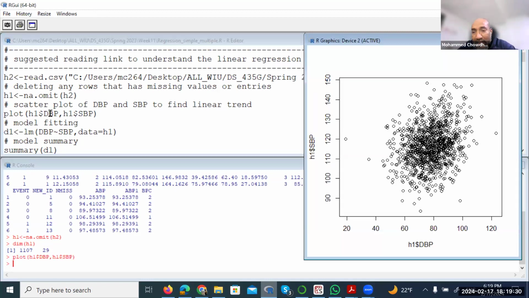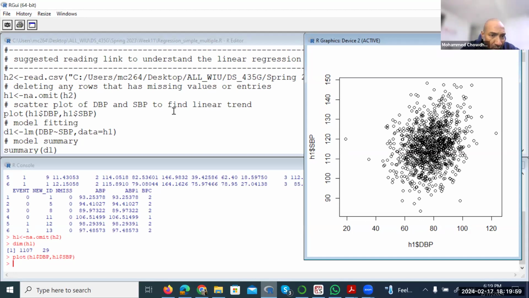If we take a look at the scatter plot of the SBP and DBP, we see that there is an upward trend. So one is increasing, the other is also increasing. We consider DBP on the x-axis and SBP on the y-axis, and we see a certain kind of linear trend. So we want to fit a linear line on these data in order to predict future observations or new observations. We want to predict that.